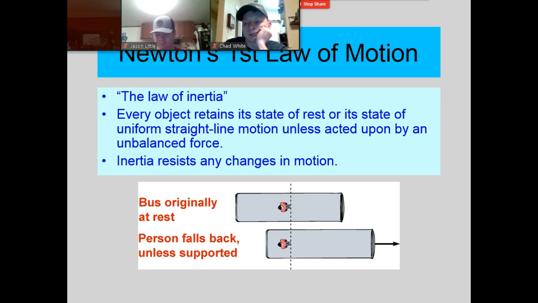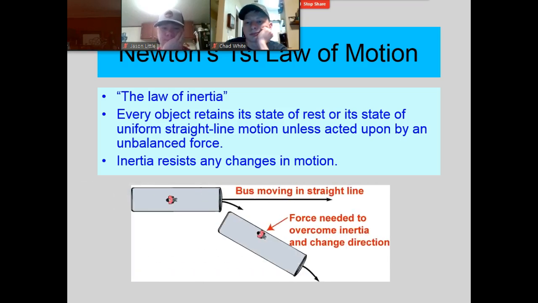But that's inertia. The lawnmower was trying to stay right where it was. I was speeding up the truck under it or slowing it down under it. It tried to maintain its state of motion, just like you do in a bus. Okay? That's Newton's first law.